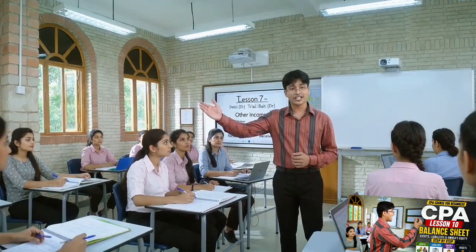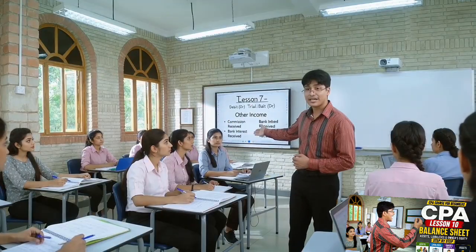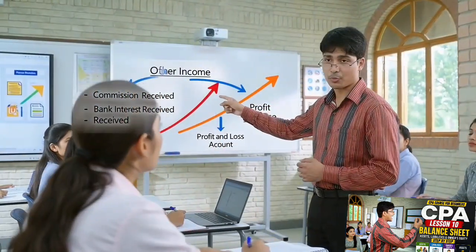Now, let's add other income to the credit side. We have commission received and bank interest received. These increase our business profit. So it goes on the credit side? Yes, exactly. It increases the total credit.